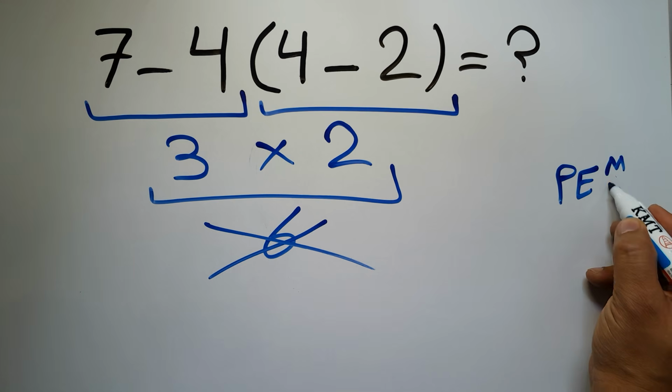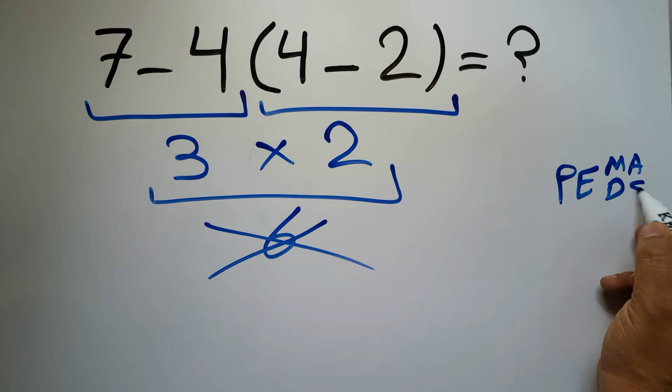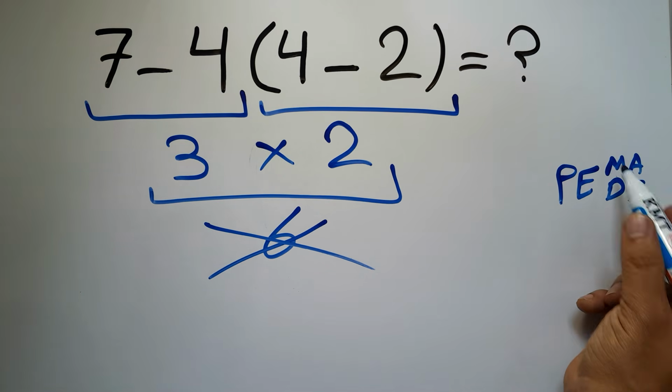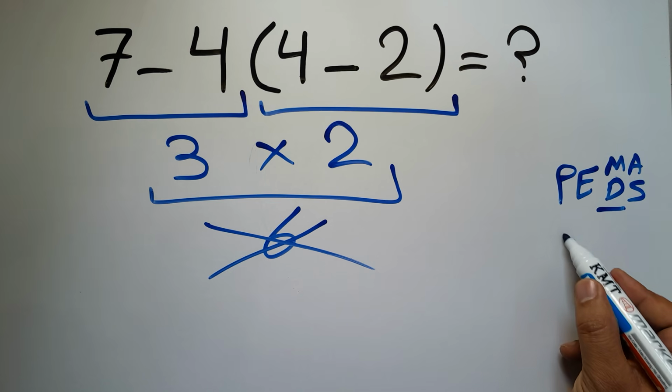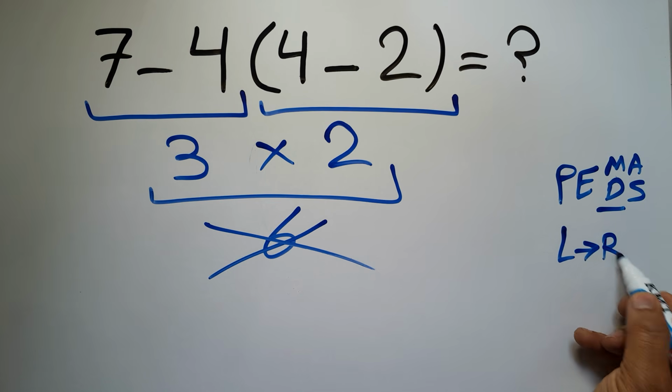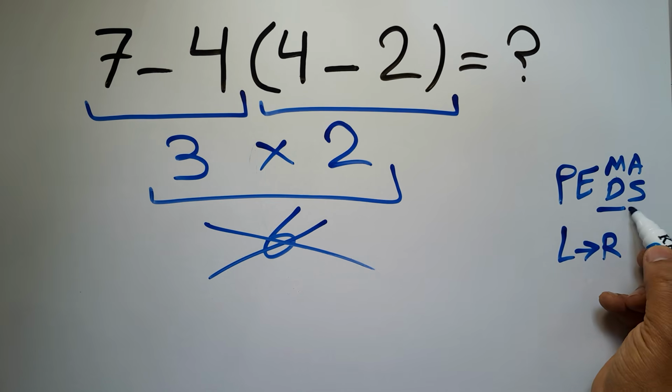exponent, then multiplication or division, and finally addition or subtraction. Remember that multiplication and division have equal priority and we have to work from left to right. And the same applies to addition and subtraction.